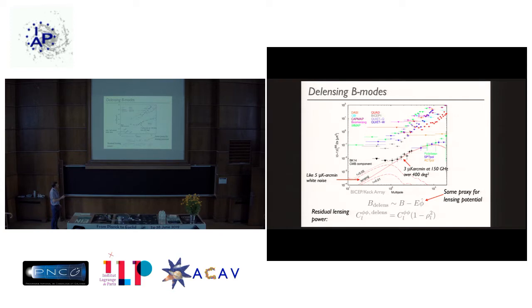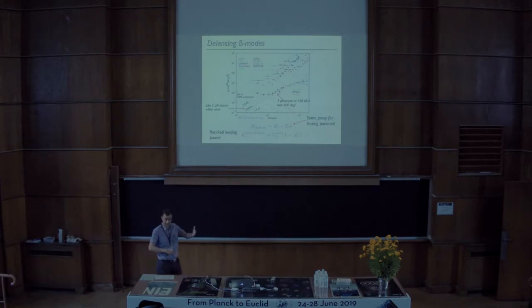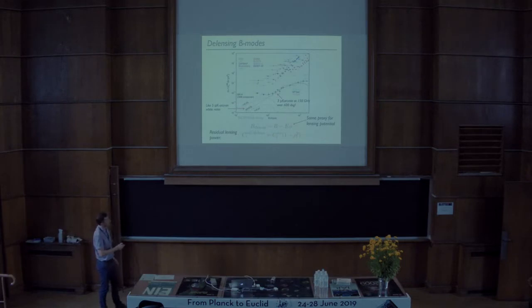The way you can try and do this is via this process of delensing. The idea is that if you have some estimate of the lensing potential phi and you've measured the E modes on the sky, you can combine E and phi to mimic or simulate the effects of lensing, converting E modes into B modes, subtract that template from your data, and then hopefully your delensed field will have less power than what you started with.